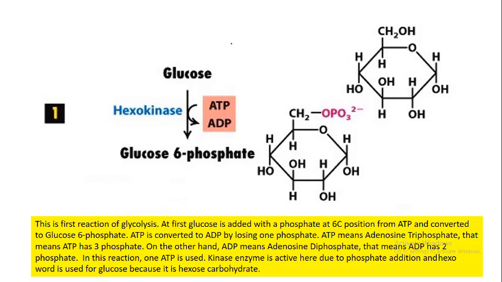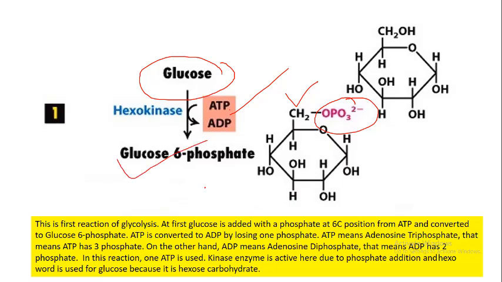This is the first reaction of glycolysis. At first glucose is added with phosphate at 6 carbon position from ATP and converted to glucose 6-phosphate. ATP is converted to ADP by losing 1 phosphate.